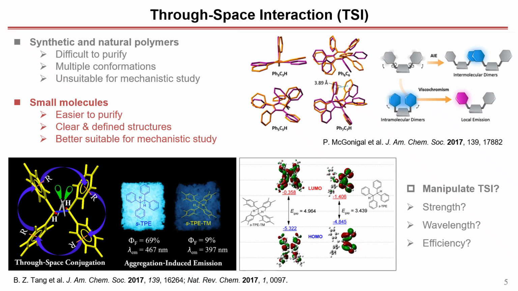Compared to polymers, small molecules with clear structures are excellent choices for mechanism study. Several previous studies using small molecules found that through-space electron delocalization, known as through-space interaction, is the general mechanism for clusteroluminescence. The overlap of electrons in three-dimensional space gives the entire molecule a strong conjugation effect, which therefore decreases the energy gap and results in visible light emission. However, it is still challenging to control the strength, the emission wavelength, and the efficiency of this kind of interaction.